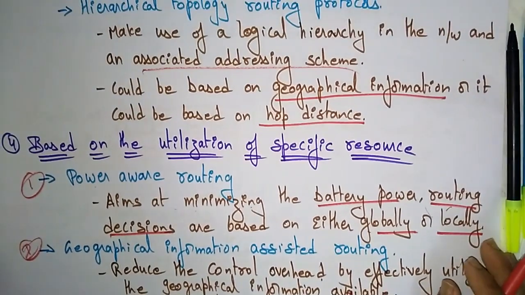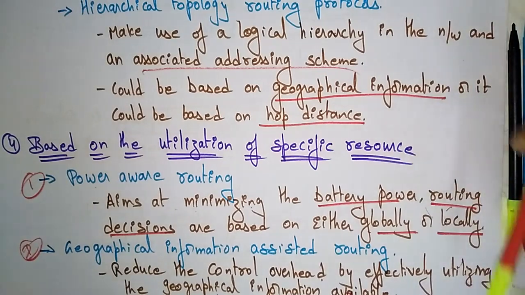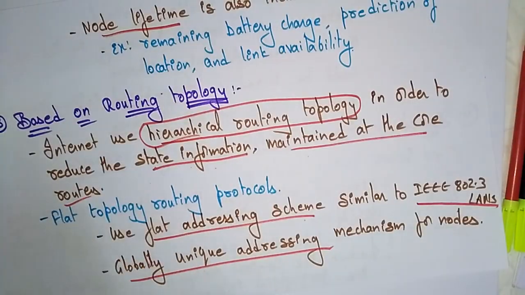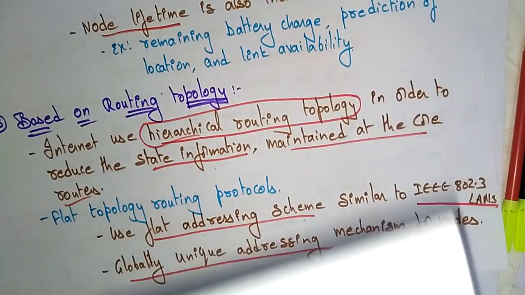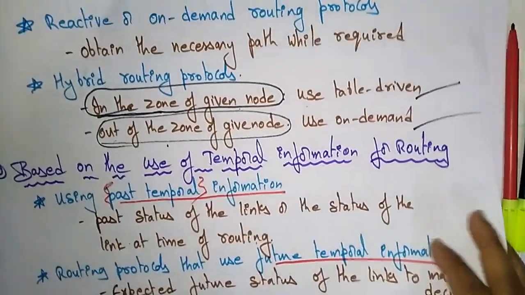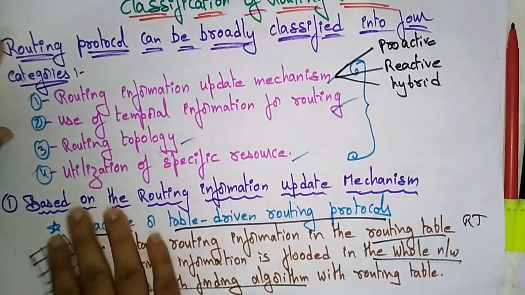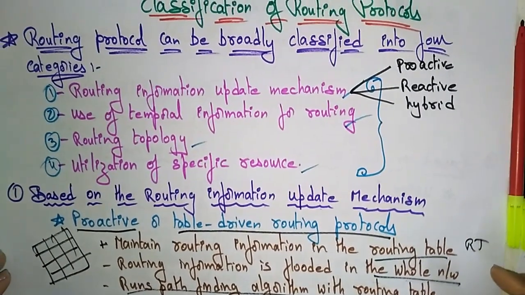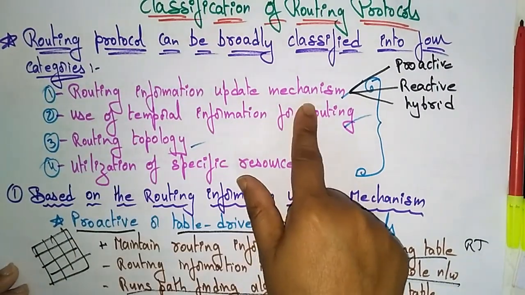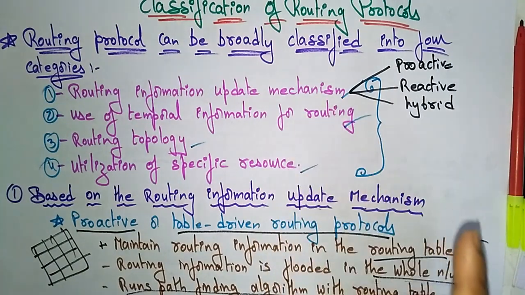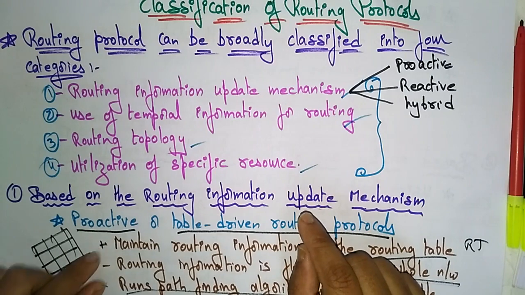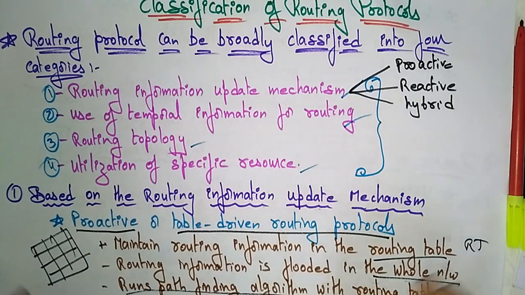So these are the different classifications of routing protocols: based on their utilization of specific resources, based on their routing topology, based on their use of temporal information for routing, and based on their routing information update mechanisms. In the next video, we will take them one by one. In each classification, there are different routing protocols, such as proactive, reactive, hybrid, and so on.